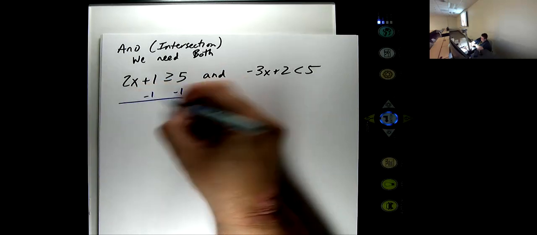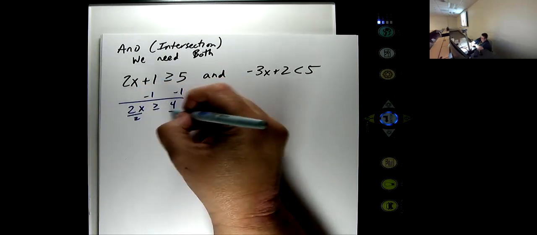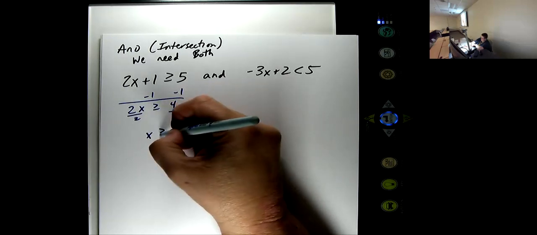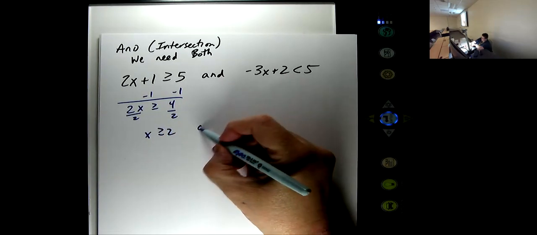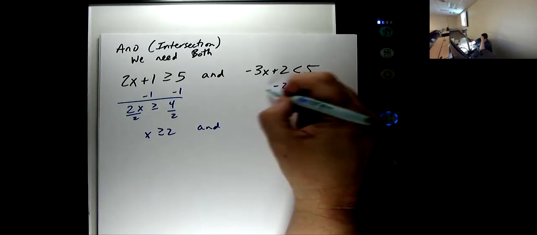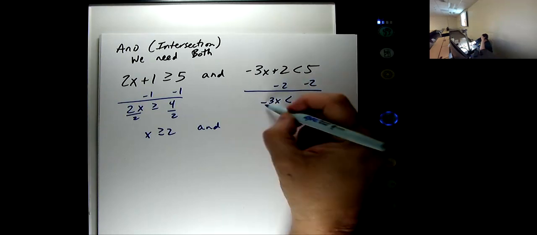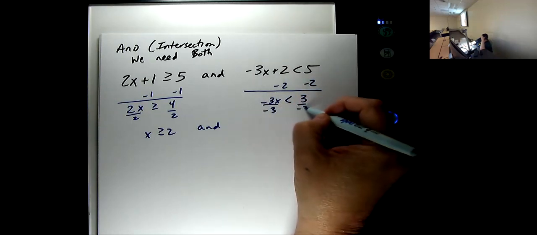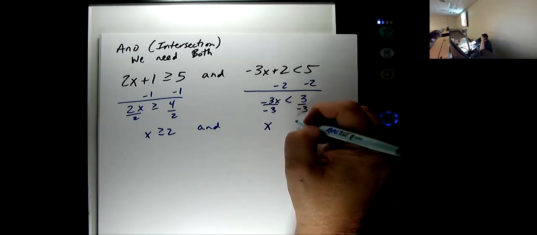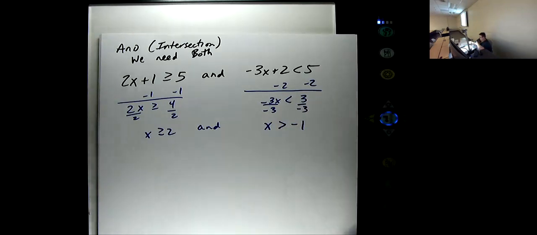Subtract 1 from both sides here, we get 2x greater than or equal to 4. Divide by 2, we get x is greater than or equal to 2. And we subtract 2 here, we have negative 3x is less than 3. We divide by negative 3, and this changes the sign. We divide by a negative, we switch the sign. X is greater than negative 1.